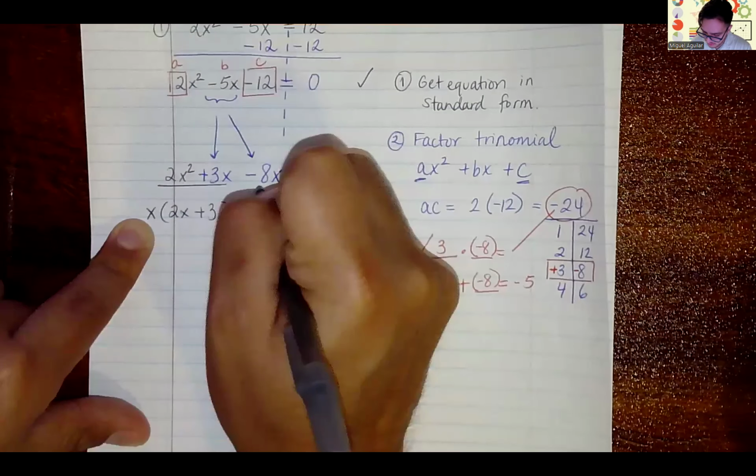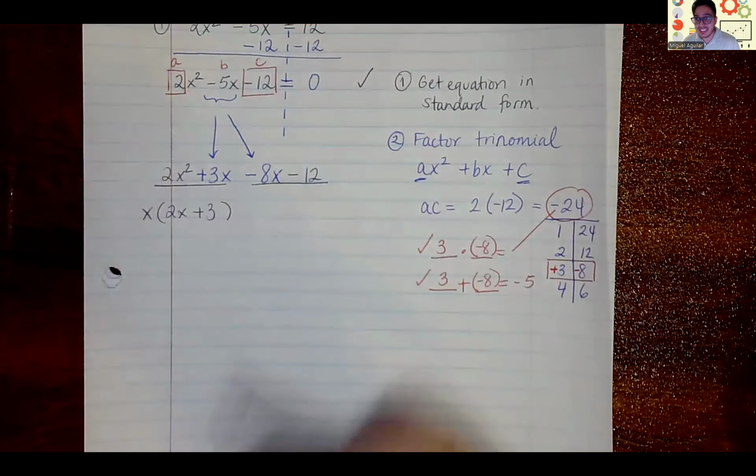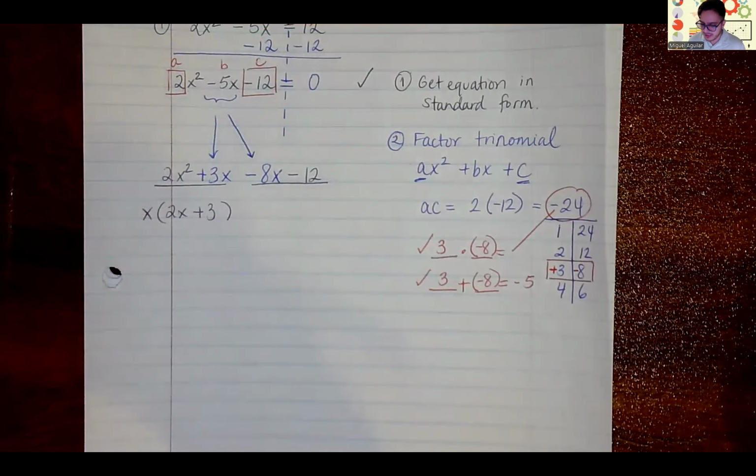We'll look at the next two terms here, -8 and -12. What is the number that divides into 8 and 12? 2 works. 4 is even better because it's a larger number and we're looking for the greatest common factor.